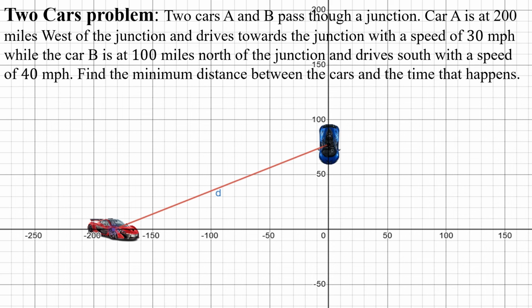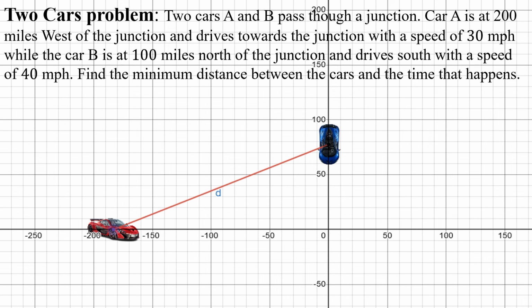Car A is 200 miles west of the junction when we start timing and drives towards the junction with a speed of 30 miles per hour, while car B is 100 miles north of the junction and drives south with a speed of 40 miles per hour. So car A goes to the east, and car B goes to the south.